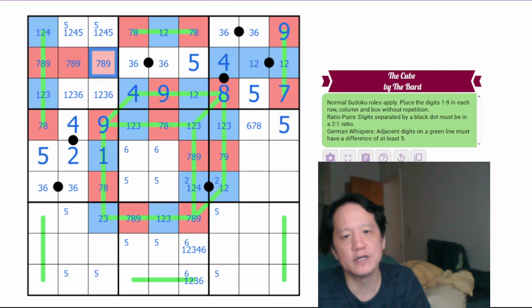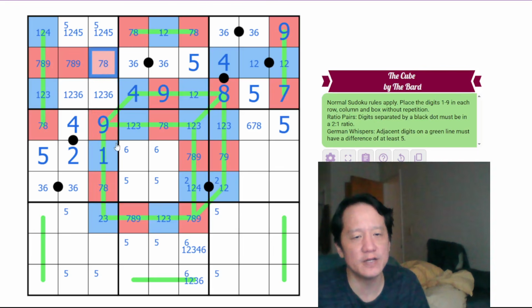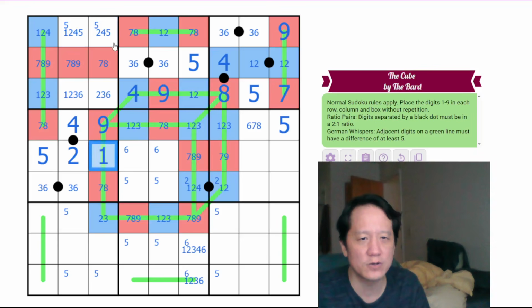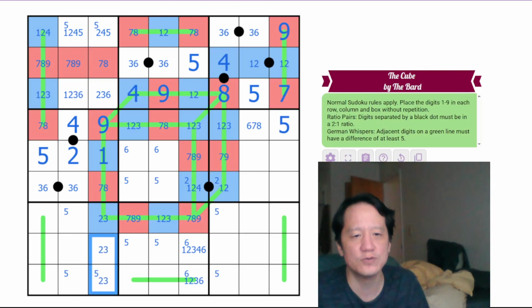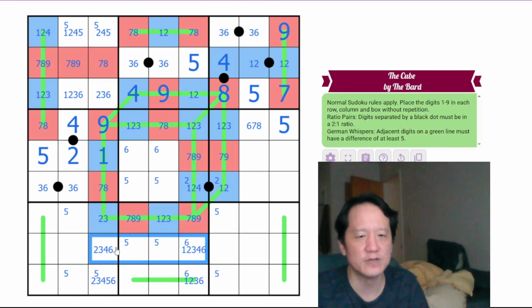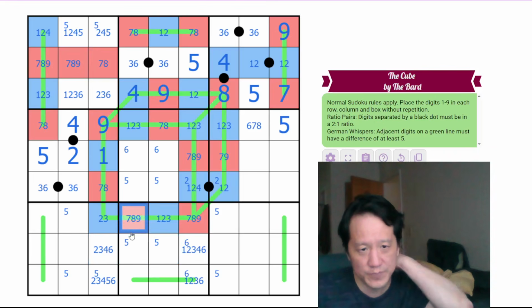9 eliminates 9 here, so this is 7, 8 as a pair, which eliminates 7, 8 in the rest of the column. This 1 eliminates 1 here and 1 here. So this cannot be 1, 7, 8, or 9, so we have 2 through 6 here. And this can't be 5 because one of these is 5 here.